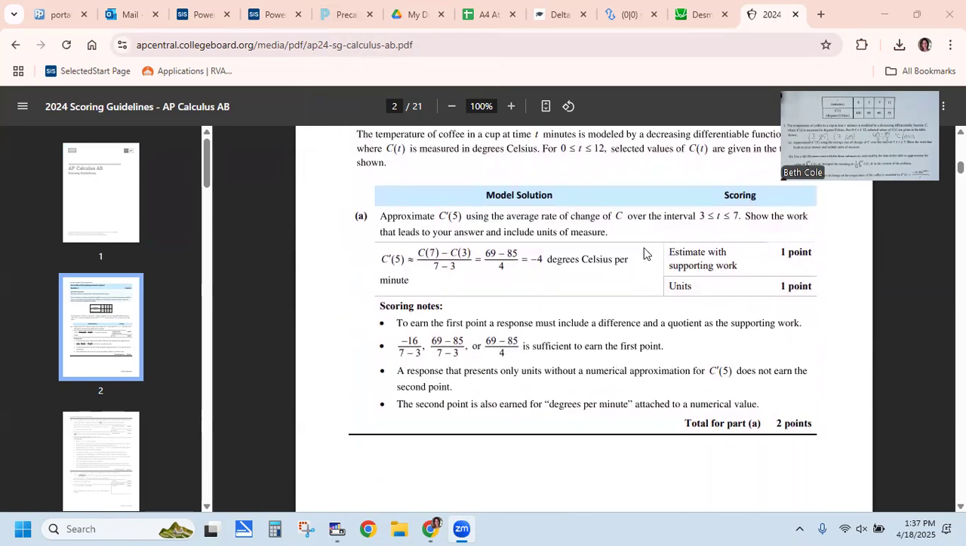Estimate with supporting work, which means if you used the calculator and just typed that in and wrote a final answer, they wouldn't give it to you. They want to see the subtraction. They want to see this part and then the units. So a point for the answer, a point for the units. And then they go through, if you did this, you would have gotten a point. If you did that, you would not have gotten a point kind of thing. I'm not going to read all that to you.